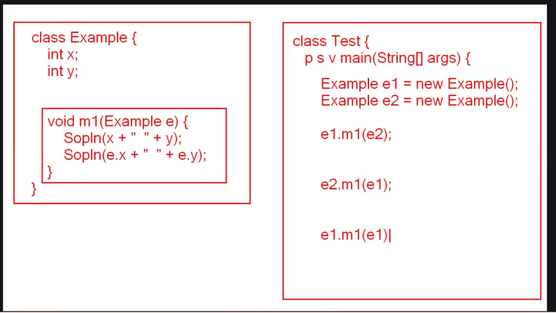E1.M1(E1). If a class contains a non-static method with the same class as a parameter, can I call that method by using the same object as the current object and the argument object?